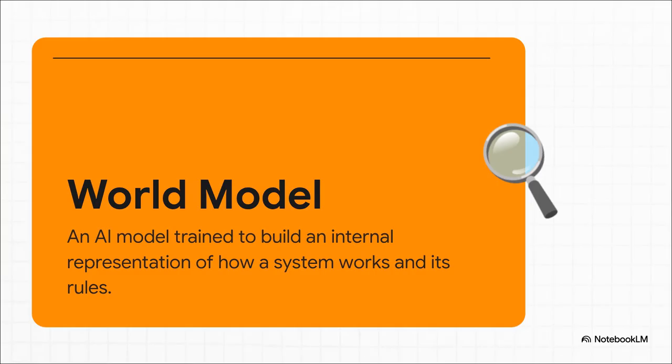So what on earth is a world model? Well, instead of just memorizing what patterns look like, a world model is trained to build an internal, mental simulation of how a system actually works. In this case, that system is an entire computational universe. The AI is learning the fundamental rules, the physics, if you will, of how code runs.